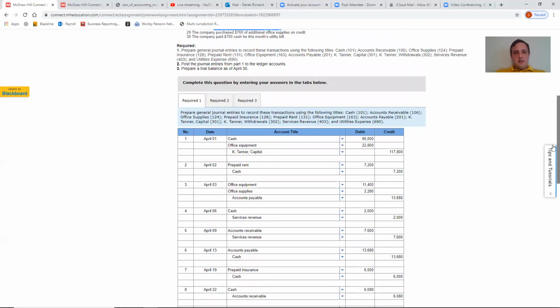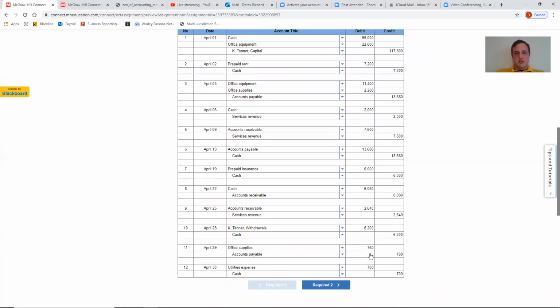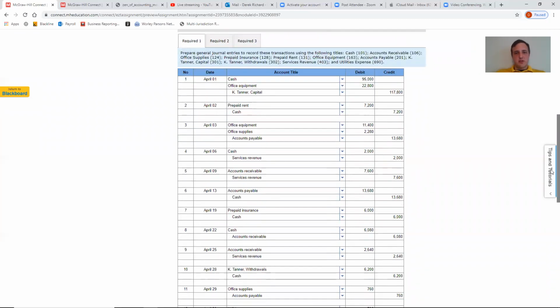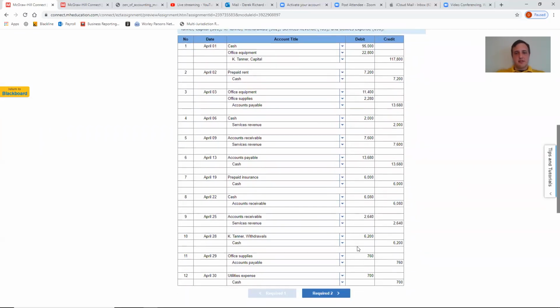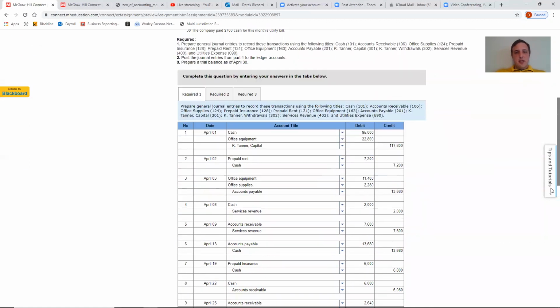Office supplies. So until we use the office supplies, that supply is an asset. We're going to debit it. And again, we owe that money, so we're going to increase our liability. Then we have the utility bill. So for that month, that's an expense. We debit an expense to increase it, and we paid that bill, so it's going to be a credit to cash.